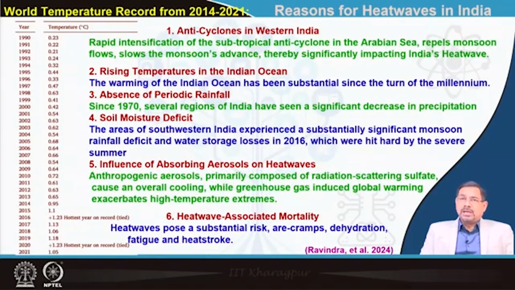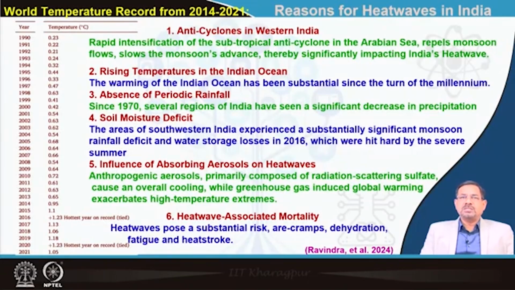One, I will read it out, anticyclones in western India. Rapid intensification of the subtropical anticyclone in the Arabian Sea repels monsoon flow, slows the monsoon's advance, thereby significantly impacting India's heat waves. Number 2 is the rising temperature in the Indian Ocean. The warming of the Indian Ocean has been substantial since the turn of the millennium.